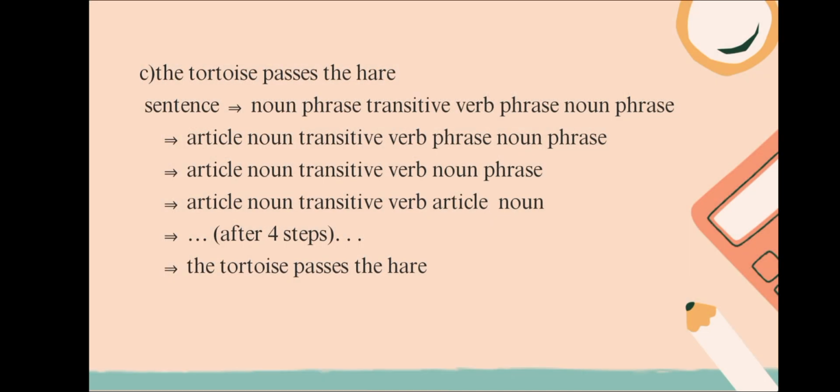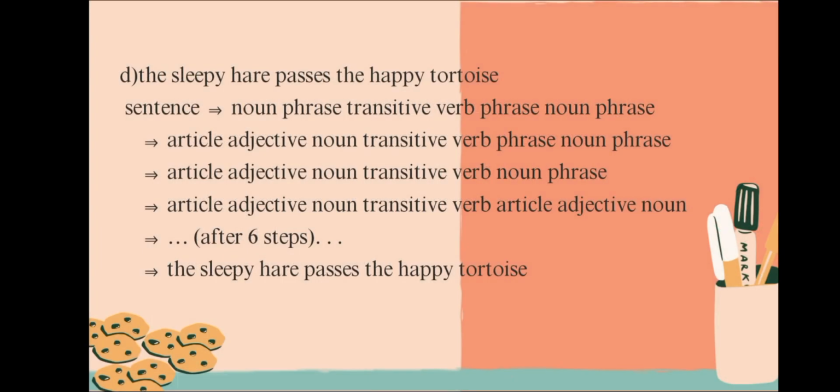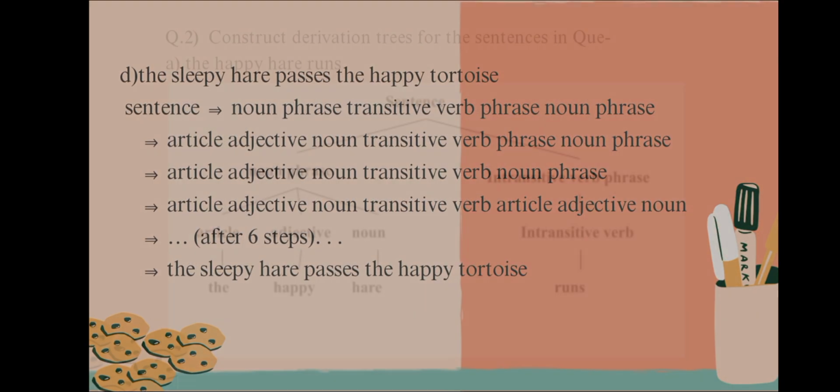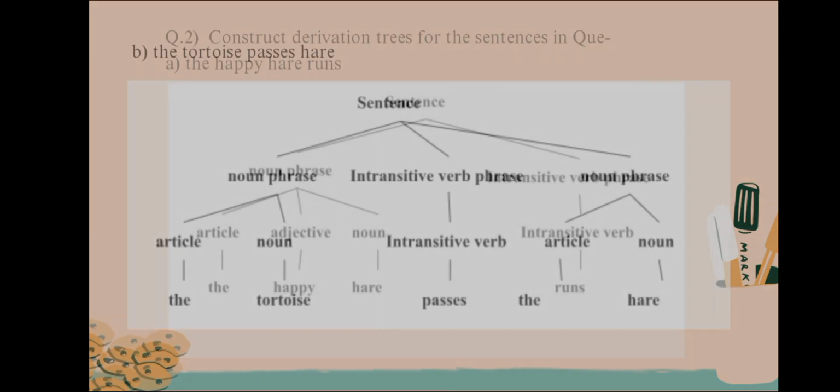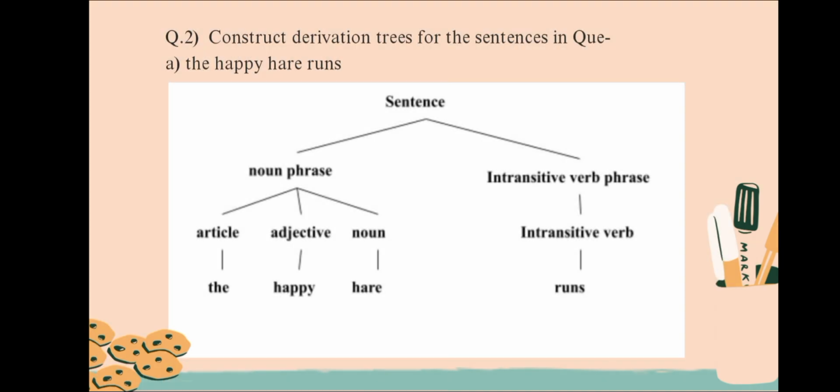Like this first and second question, we can also solve C and D sentences. So we move forward to the second question: to derive a derivation tree for the question, the happy hare runs, in context-free grammar questions. First, we understand what the graphical representation is.